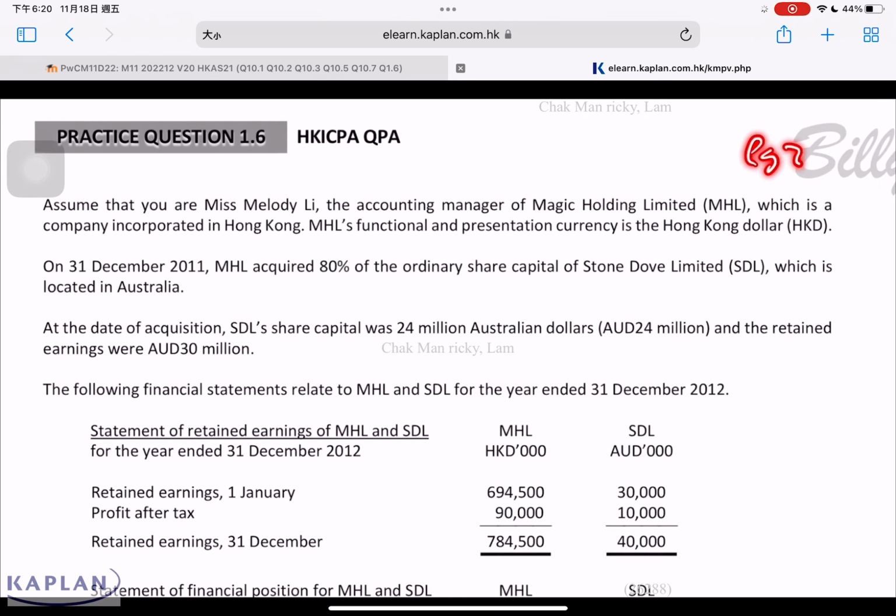Please refer to page 75. Question 1.6 is a Module A question. This question is to discuss the translation of the financial statements of a foreign subsidiary. Thereafter, we will use the translated financial statements to prepare the consolidated financial statements. Study the question, understand the issue. We will discuss this question shortly.